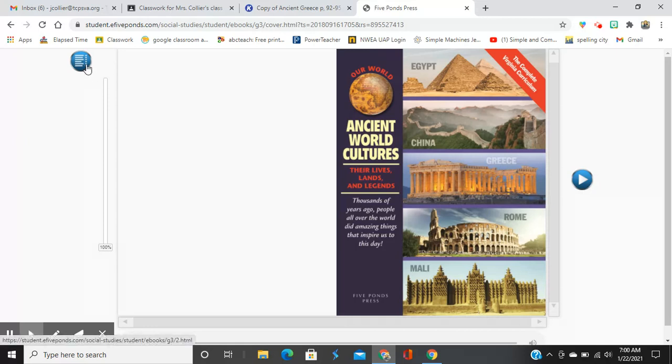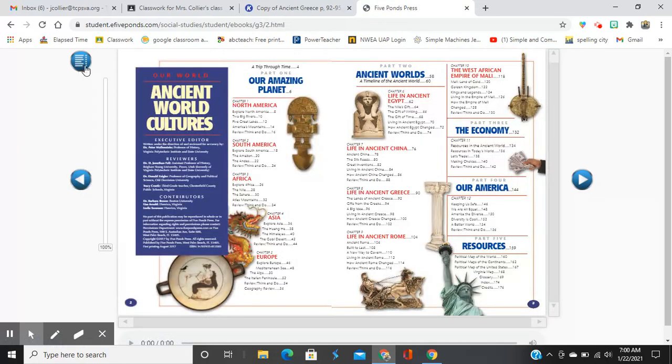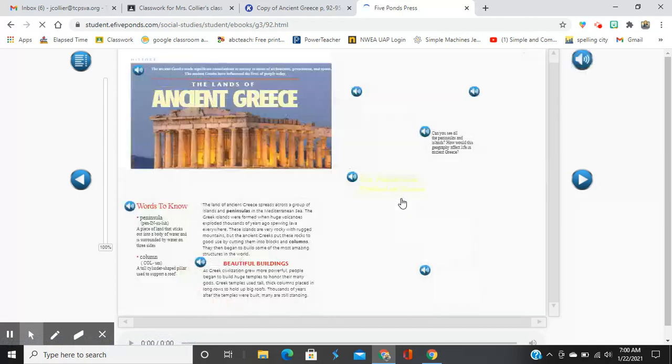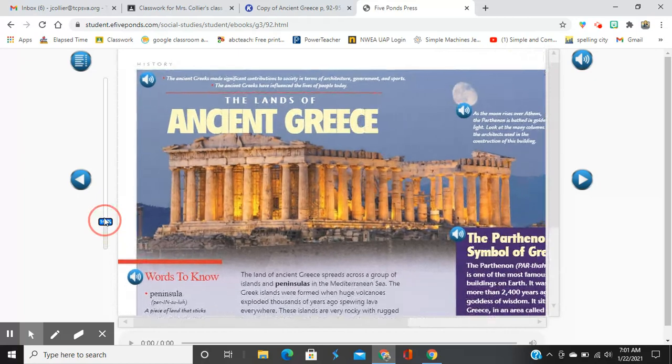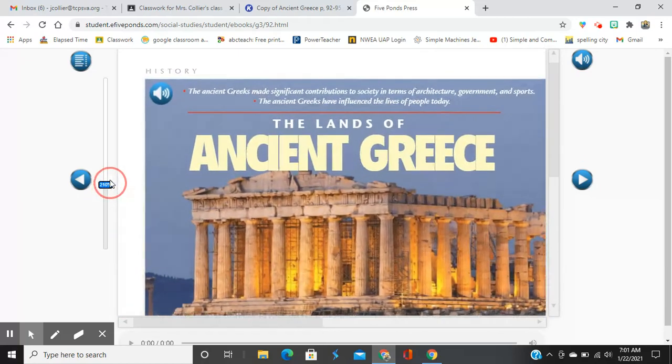Now, we don't have to turn every page. We can click on the table of contents, which is the blue circle in the left upper corner with the white lines. And that will open us up. We are on ancient Greece, and we are starting on page 92 today. So now, once you're in the book, you can use the slider here to enlarge it, and I'm going to do that.